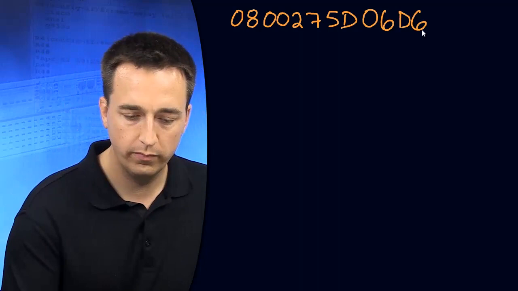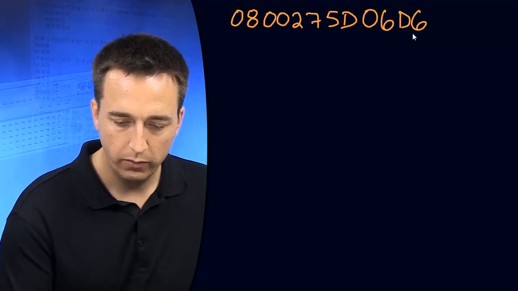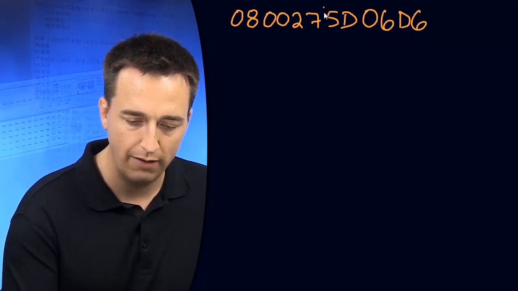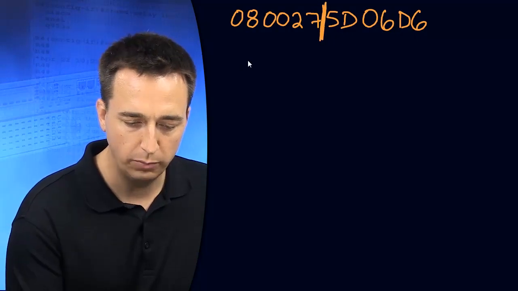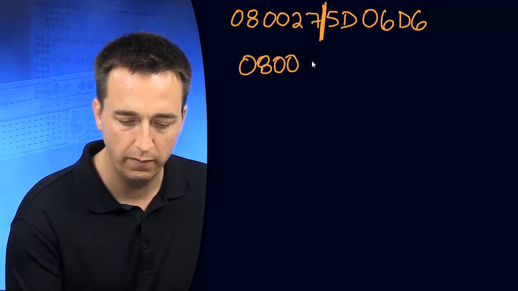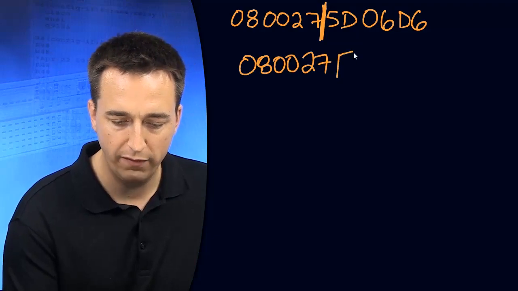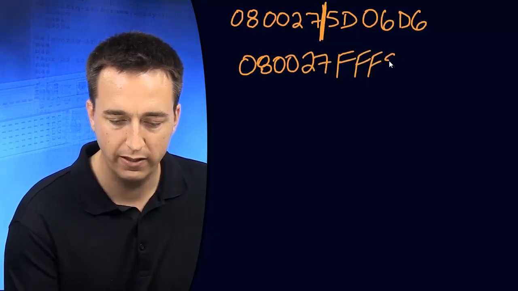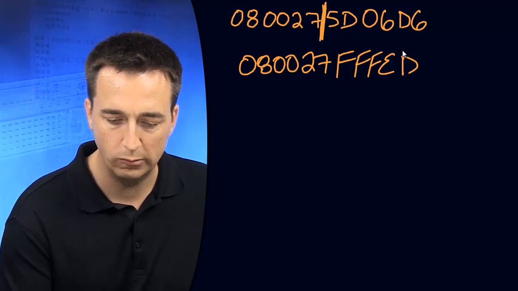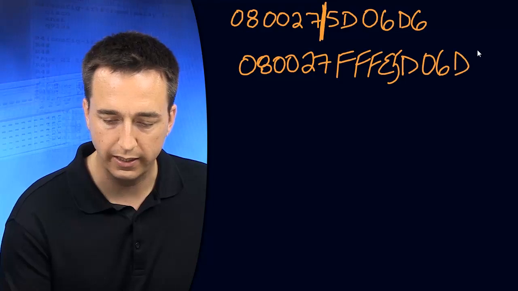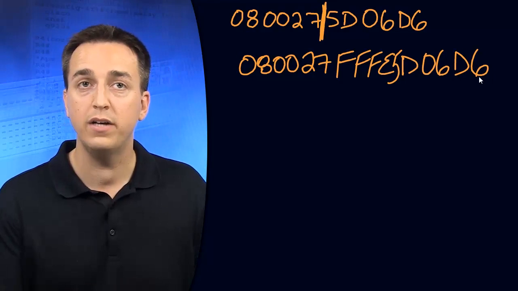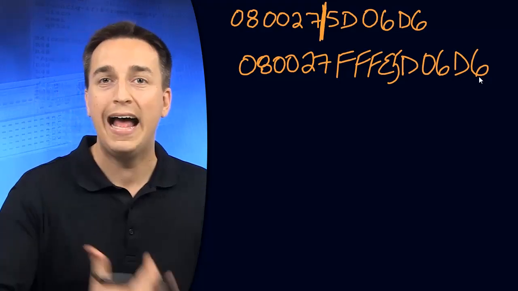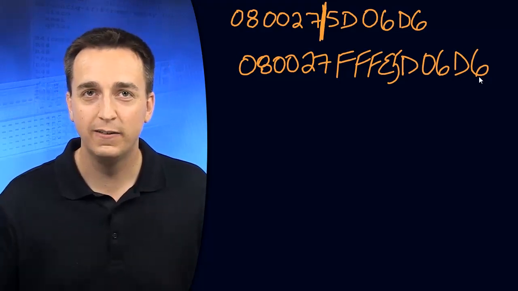Break it in half. Where's the halfway point? 1, 2, 3, 4, 5, 6. Halfway point's right there. So what we'll do is we'll put 08, 00, 27, FFFE, 5D, 06, D6. However, as we said, we're not done. The 7th bit from the left has to be flipped.